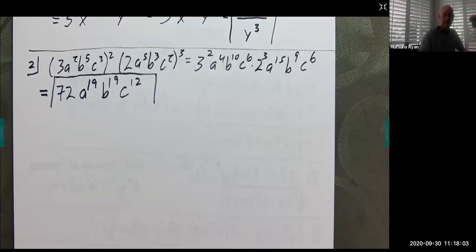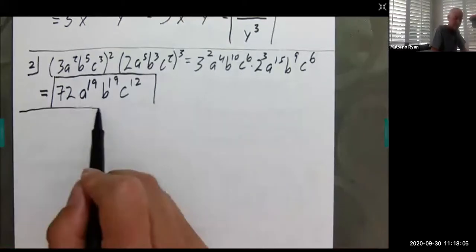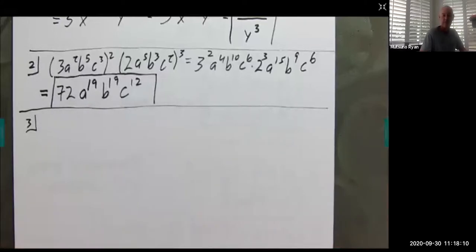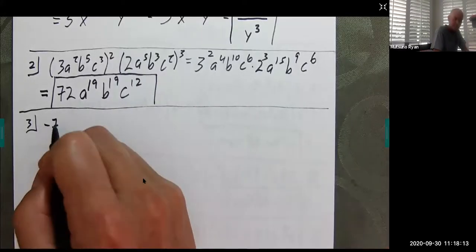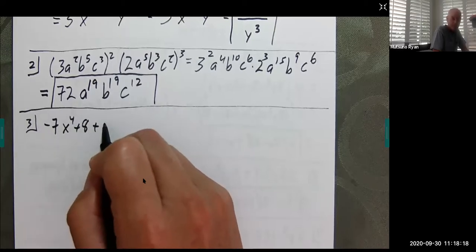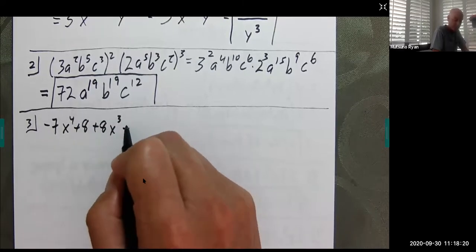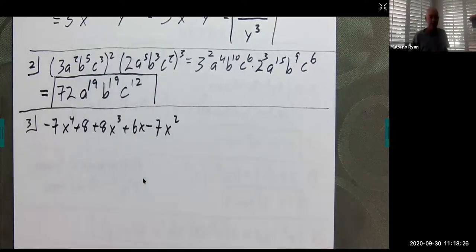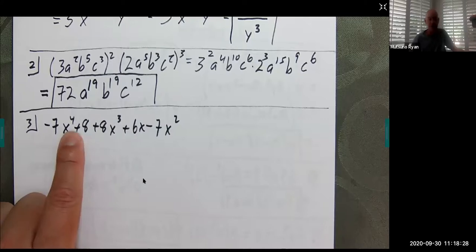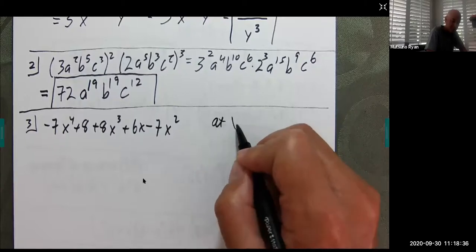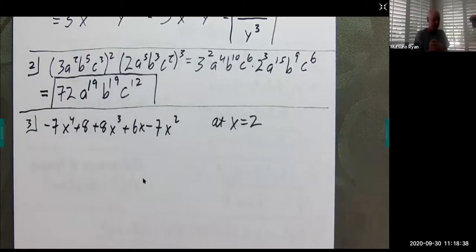All right. Problem 3 is we have a polynomial. This is a 4th degree polynomial. I know that because the largest exponent is 4. And they have everything kind of mixed up here, but they want to know specifically at x equals 2, what is the value going to be?